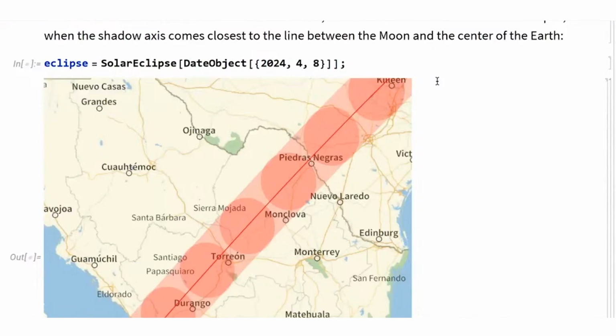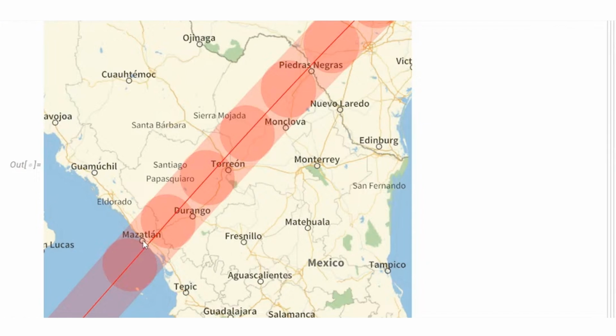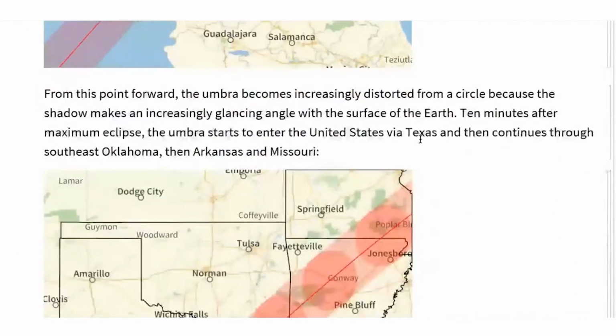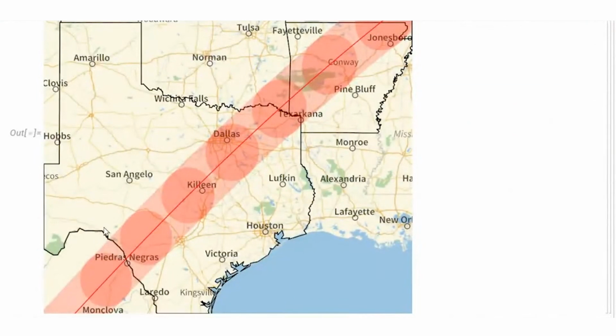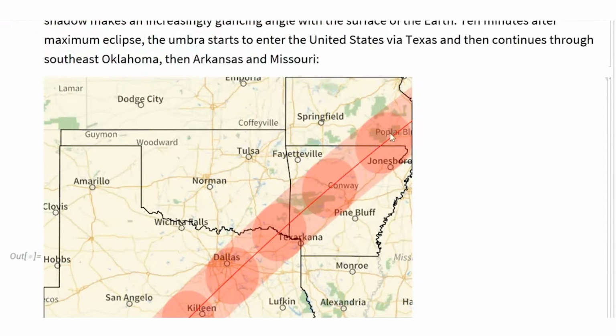If we zoom into some of that and look more locally, here are some additional maps. Here we can see the area where it comes on land in Mexico, and the shadow first starts to come on land near Mazatlan and continues on. Maximum eclipse, where the axis of the shadow is pointed very close to the center of the Earth, is going to be near Torreon, Mexico. It keeps going and eventually crosses the Texas border into the United States. Once it crosses into Texas, it continues up through a little bit of Oklahoma, then Arkansas, and eventually up into Missouri.